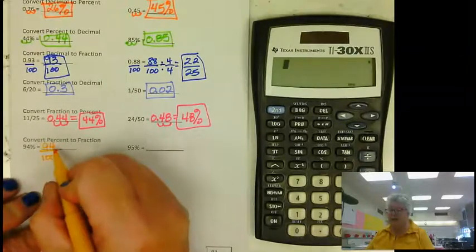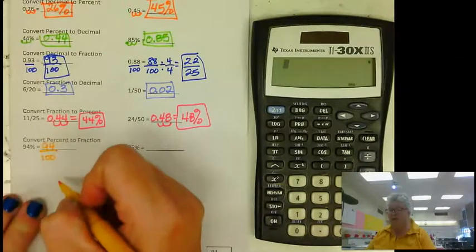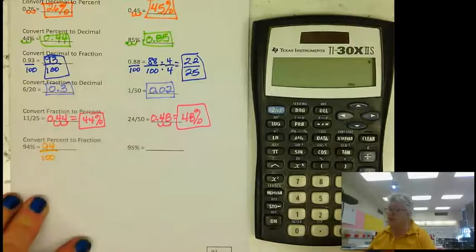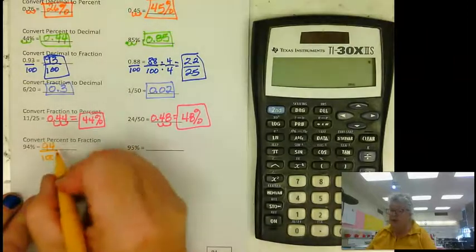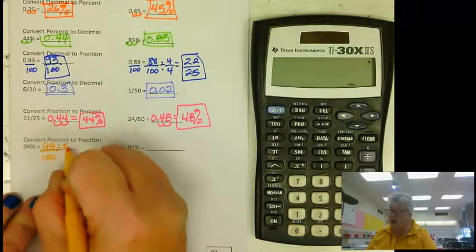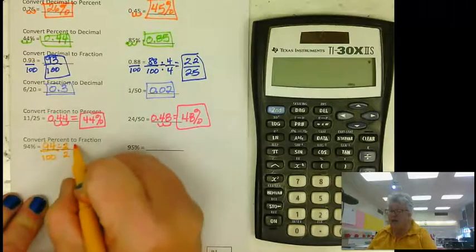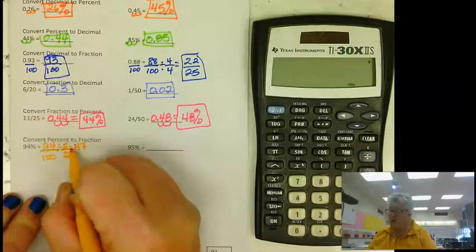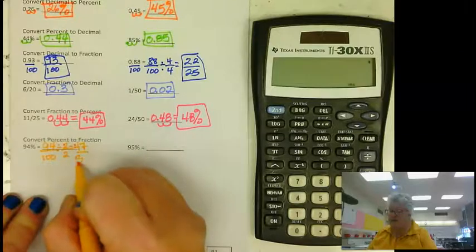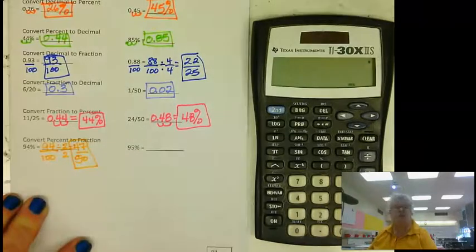I can divide both of those by some different numbers. So let's see. I know I can do divided by 2 over 2, and that gives me 47, and that gives me 50. I can't do anything more with that, so I'm done. There's my fraction, 47 100ths.